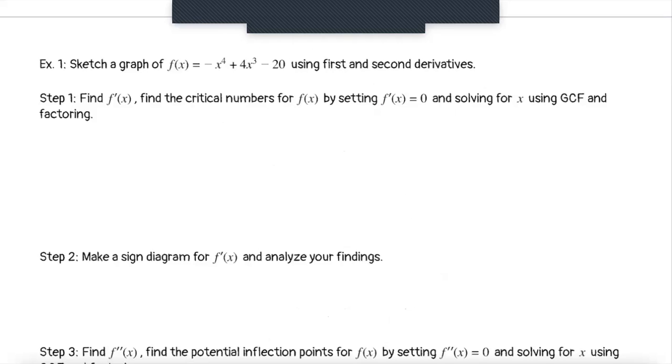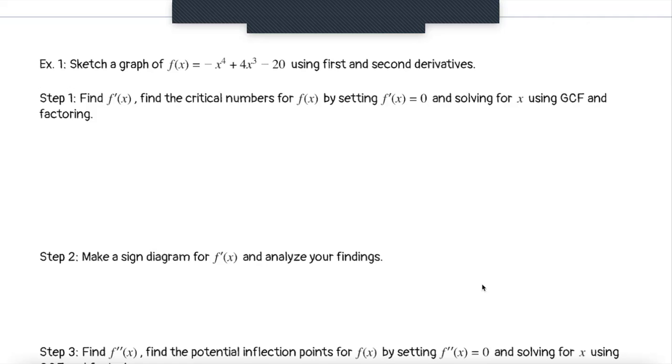All right, so the example we're going to start with in the second part of class is example 1. Example 1 says sketch a graph of this function, f of x equals negative x to the 4th plus 4x cubed minus 20, using first and second derivatives. So this is one way that we can apply some of that knowledge that we started to think about earlier.